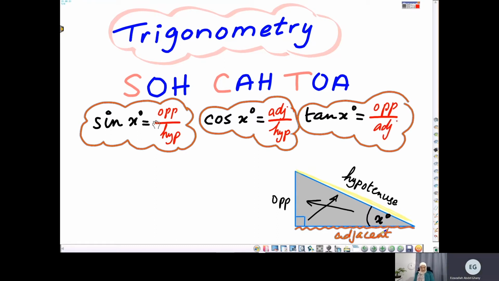What is SO? It is sine an angle is opposite over hypotenuse. What is CAH? It is cosine an angle, which is adjacent over hypotenuse. What is TOA? Tan an angle is opposite over adjacent.